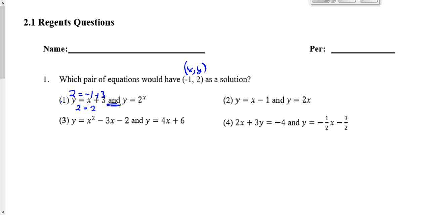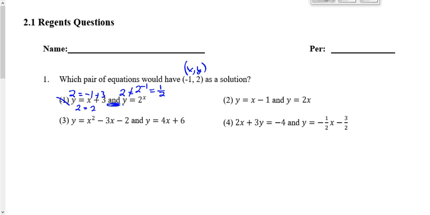So this one works, right? But since it's and, this has to work for both of them. Are we plugging in the ordered pairs? Yeah. X and Y, wherever you have an X. So for the Y here, 2 equals 2 to the negative 1. We haven't done negative exponents yet. No. But 2 to the negative 1 actually equals 1/2. And 2 does not equal 1/2. Okay? So it's not 1.